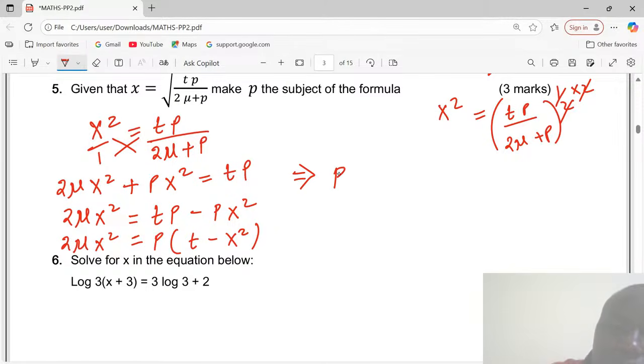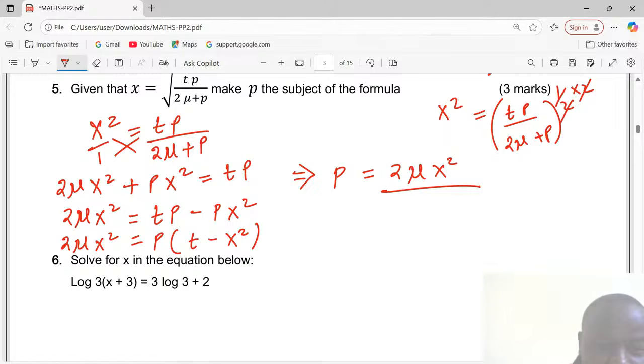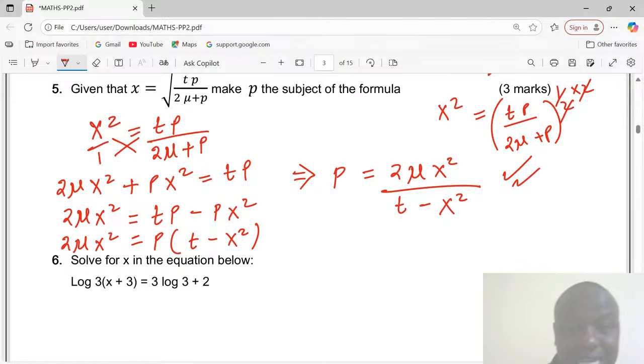At this point, we can now remain with the p. We can now remain with p by saying 2 mu x squared divided by, we divide both sides for us to remain with p now. We divide both sides by whatever multiplies p to remain with p. Whatever multiplies p in this case is T minus x squared. So now, as long as you've managed to arrange all the terms until you remain with p on one side, you are good to go. You have already made p the subject of the formula.